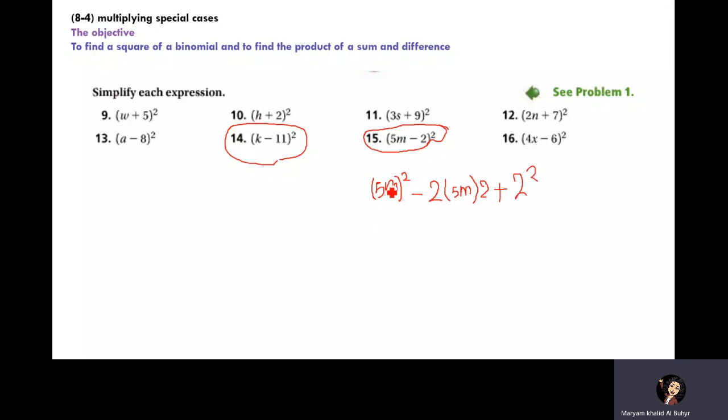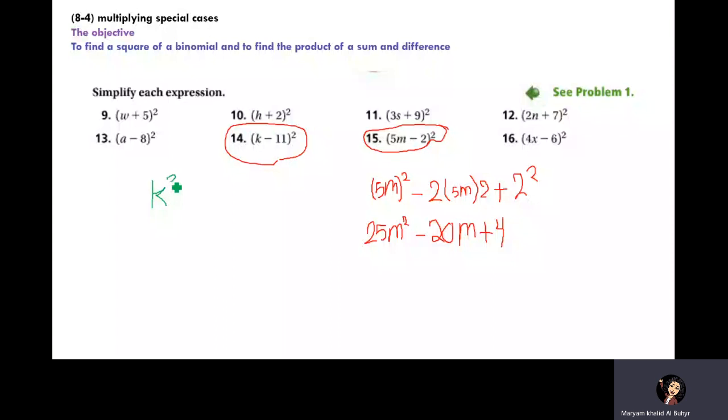So that will be 5 to the power 2, 25 m squared, minus 2 times 5, 10, 10 times 2, 20. So that is the 20m, plus 4. This is the idea. I'm going to do with you the other one.